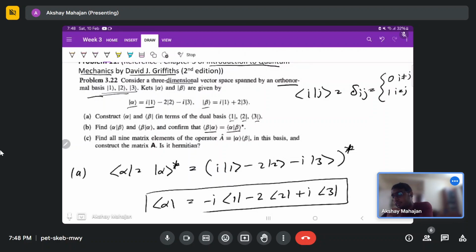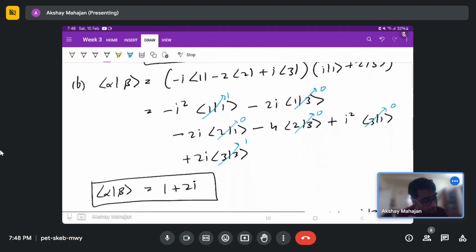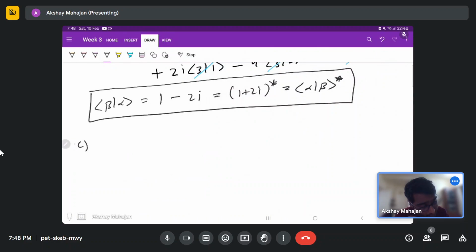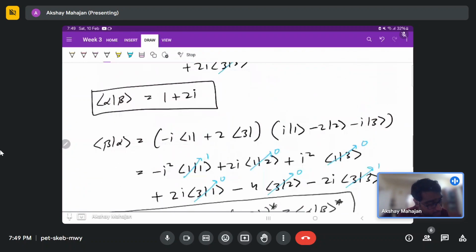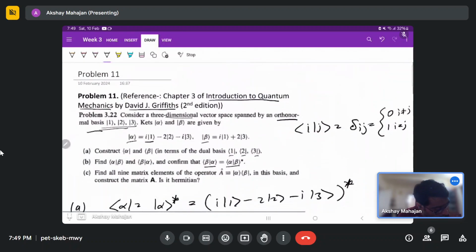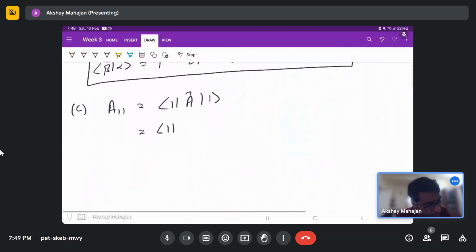Right, this we have to find, and then we have to construct the matrix, and then we have to check if that matrix is Hermitian or not. So for that, basically for each of these matrix elements, let's say A11, that will be bra of 1, E cap, ket of 1, and here E cap is basically, sorry, let me first write E cap.